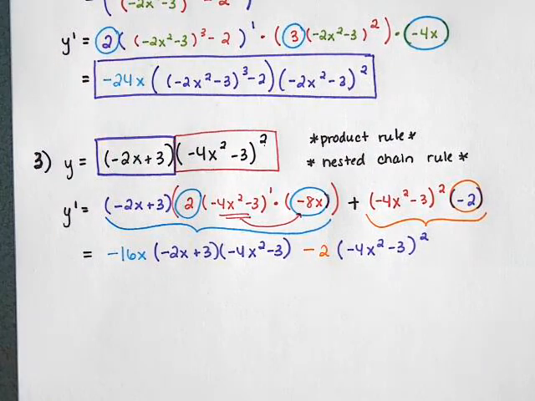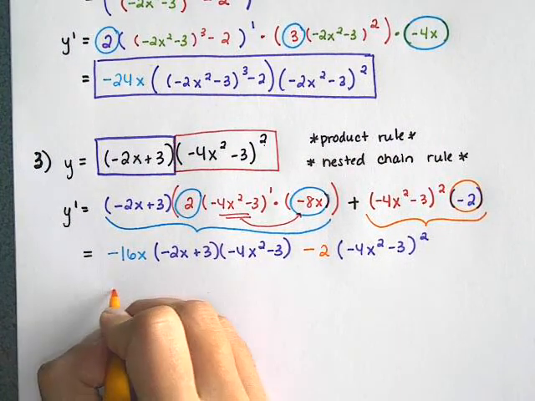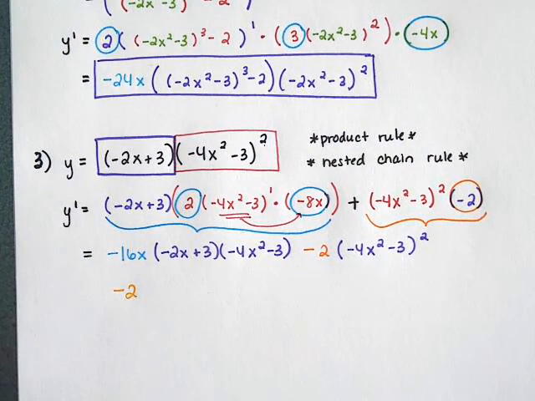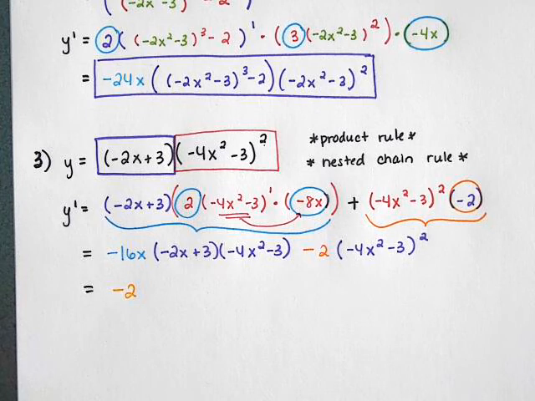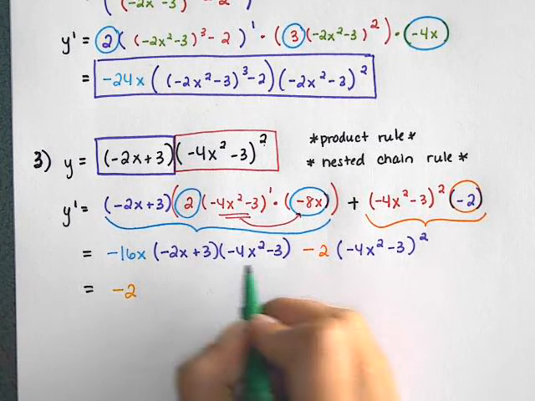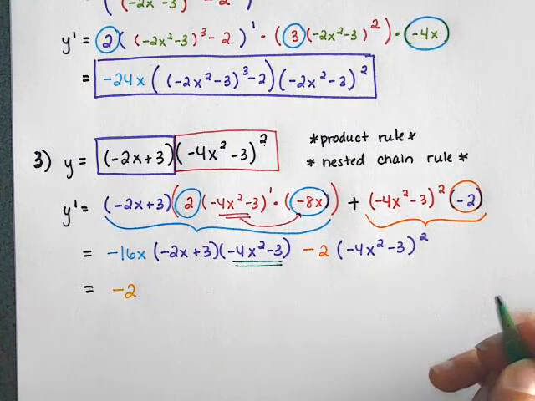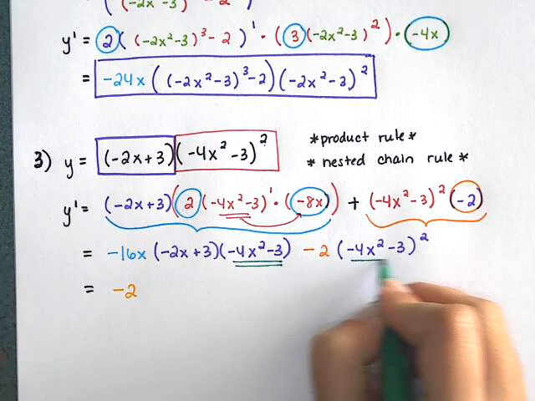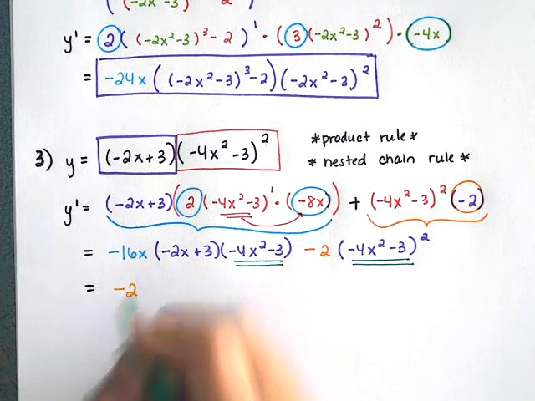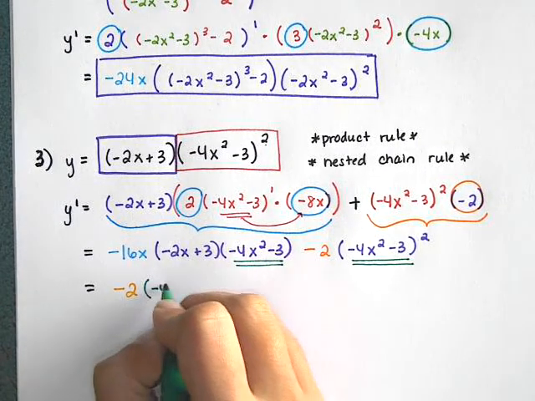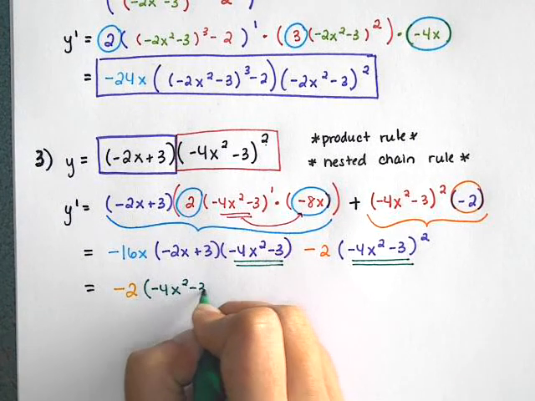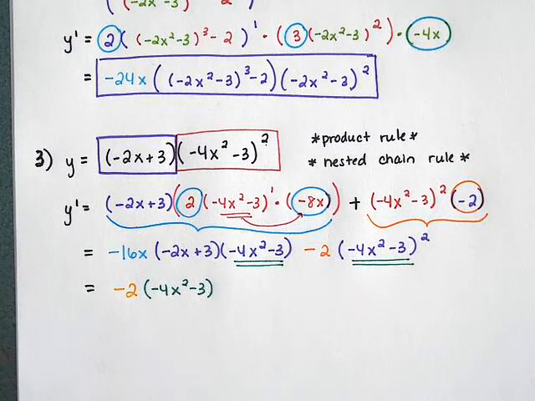So I notice right away that both of these terms are divisible by negative 2 because negative 2 goes into negative 16. And there's a negative 2 in the second term. I also notice right away that this term, the first one, has one copy of negative 4x squared minus 3, and this term has 2 copies. So the most I can take out is 1 copy, and then let's look at what's left.